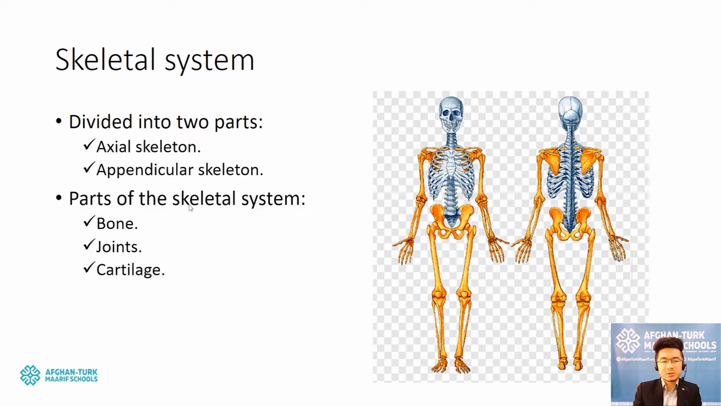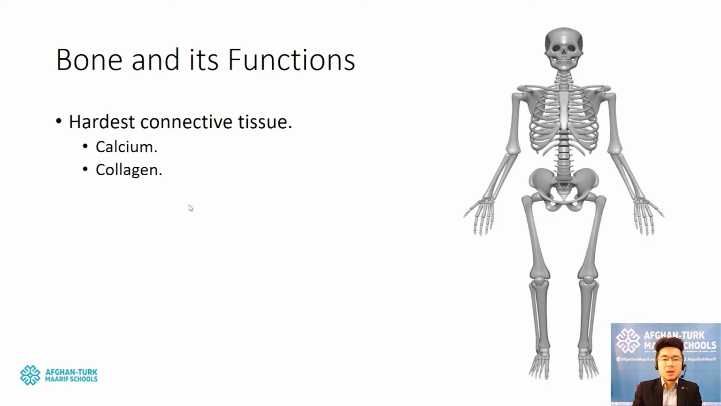Parts of the skeletal system are bone, joints, cartilage, and ligaments. Bones, as you know, are the hardest connective tissue which we have inside our body, and the hardness is because of a compound of calcium and collagen in its composition. This bone is the unit of the skeletal system. It means if we have no bone, there will be no skeletal system as well.